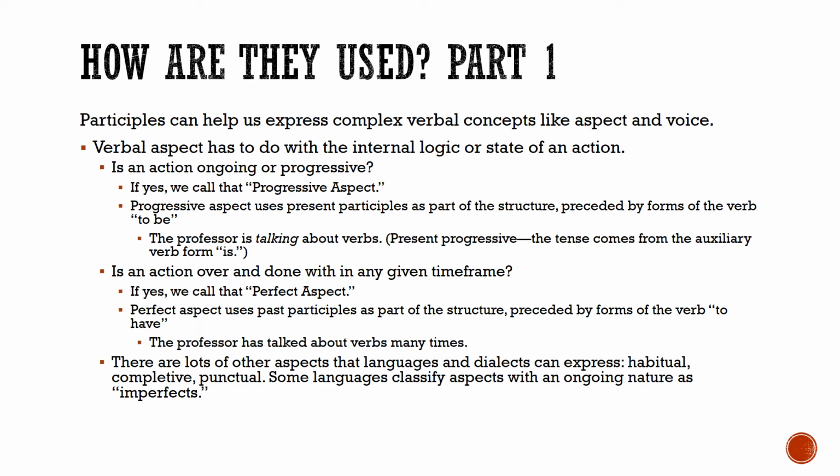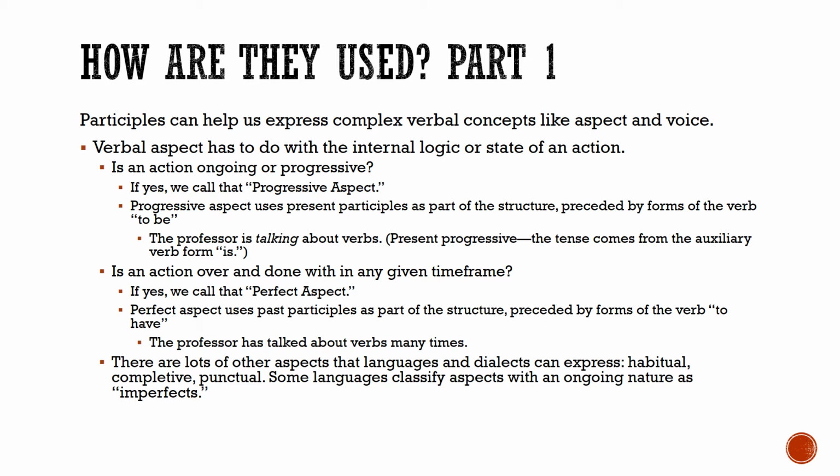Now, is an action over and done with in any given time frame? If yes, we call that perfect aspect. Perfect aspect uses past participles as part of the structure, preceded by forms of the verb to have. The professor has talked about verbs many times, right? I have done this all the time. People think that I will have stopped. That's why this is perfect. They think I stopped, but oh no, I keep going.